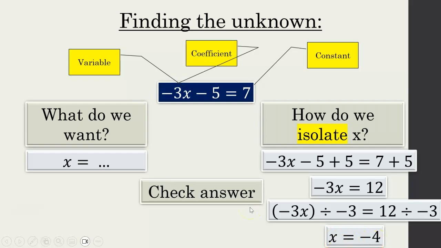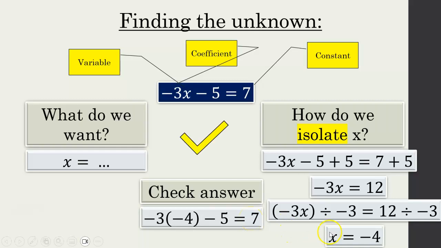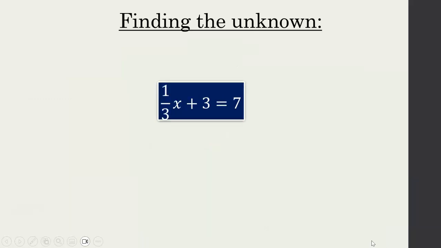So we got an answer. Let's go and check it. Minus 3 times minus 4, minus 5. So what's minus 3 times minus 4? Well, that's going to be plus 12. Minus 5, so 12 minus 5 is 7. Okay, so the left-hand side is 7. Right-hand side, well, it's 7. We're balanced. We're okay. We've solved the equation. X is going to be minus 4.